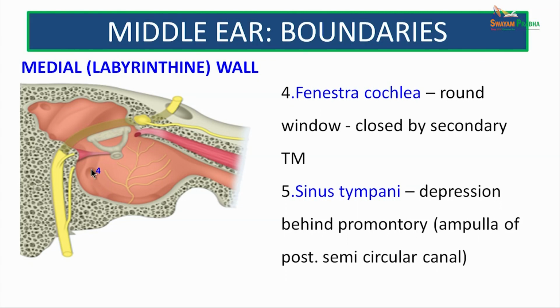Here we have the fenestra cochleae, which is the round window in front of and below the promontory, and this is closed by the secondary tympanic membrane. The sinus tympani is a depression we see behind the promontory. It is caused by the ampulla of the posterior semicircular canal. Just at the edge of the sinus tympani and adjacent to the promontory, that marks the area for the apex of the cochlea.